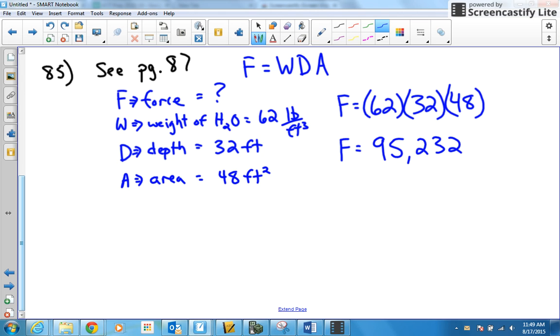If we want to look at units, we can. We probably should, I suppose. So 62 would be pounds per feet cubed, times 32 is feet, and then 48 is feet squared. And so the feet cancels, or this is feet cubed, so those divide, and we're just left with the force of 95,232 pounds.